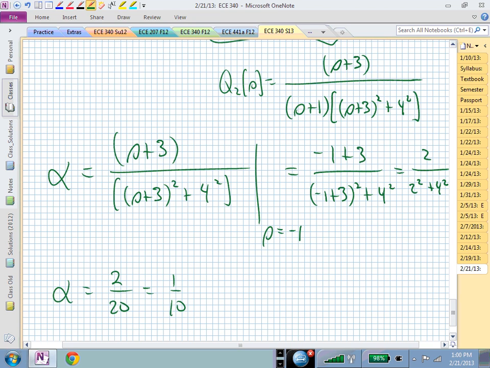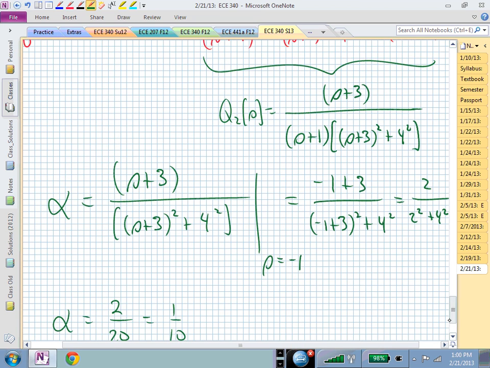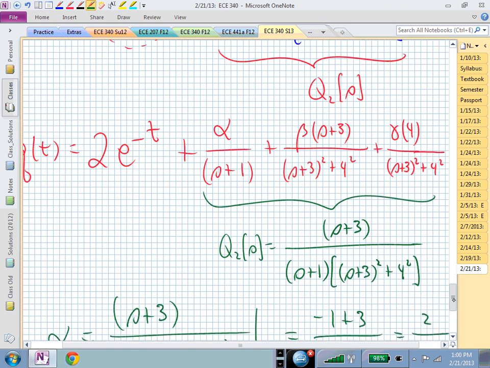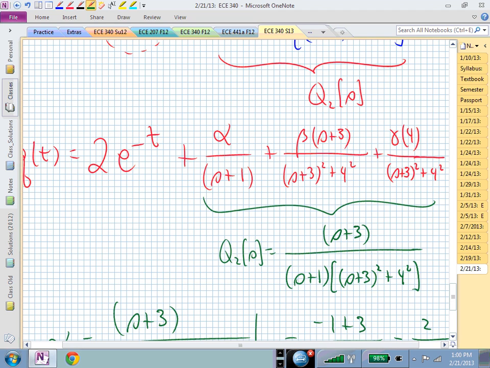Now I know what alpha is. Alpha is 1/10, and that's the coefficient associated with another e to the minus t decay. Questions on where that came from or how we found that? What if we want to find beta? We can do it many, many different ways.